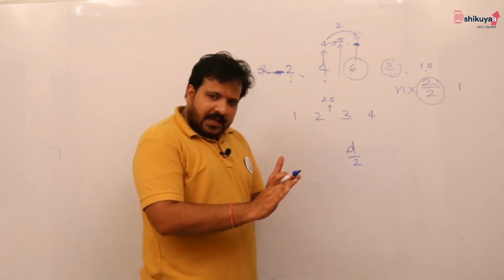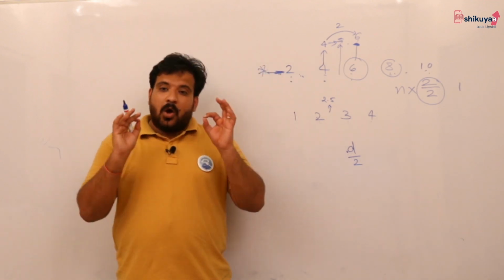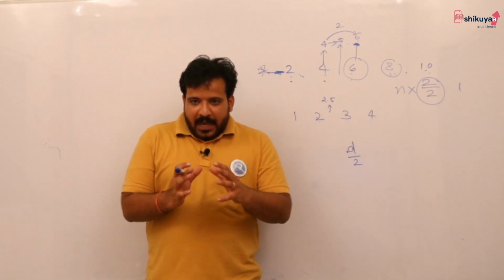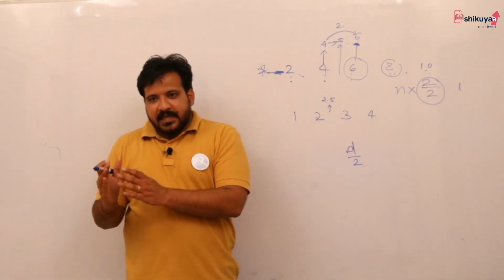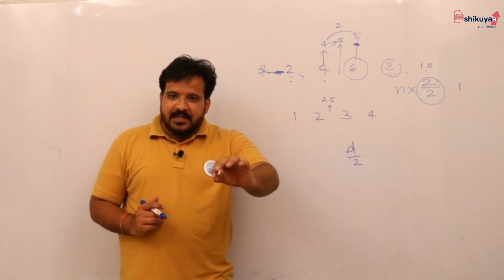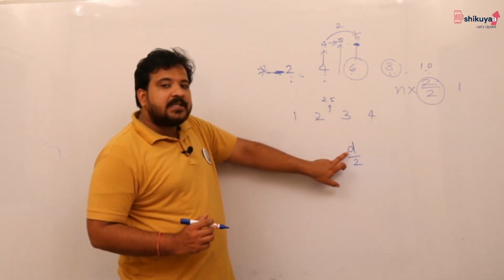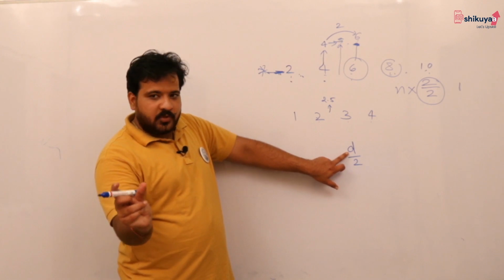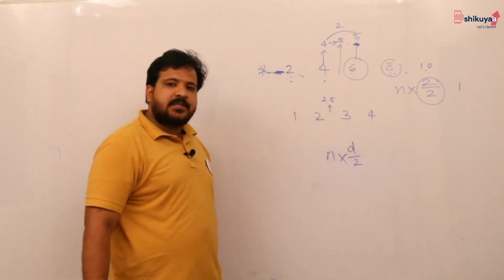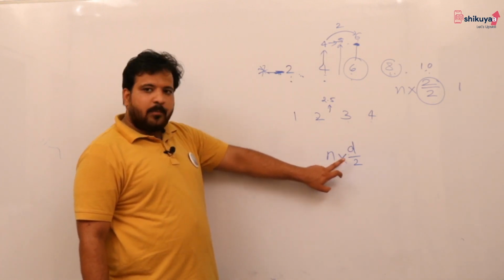For all the series in arithmetic progression, if you add the next number in the series, the average increases by d by 2, and here d is nothing but the difference between two consecutive terms. And if you add n numbers like this, you have to multiply this d by 2 by n.